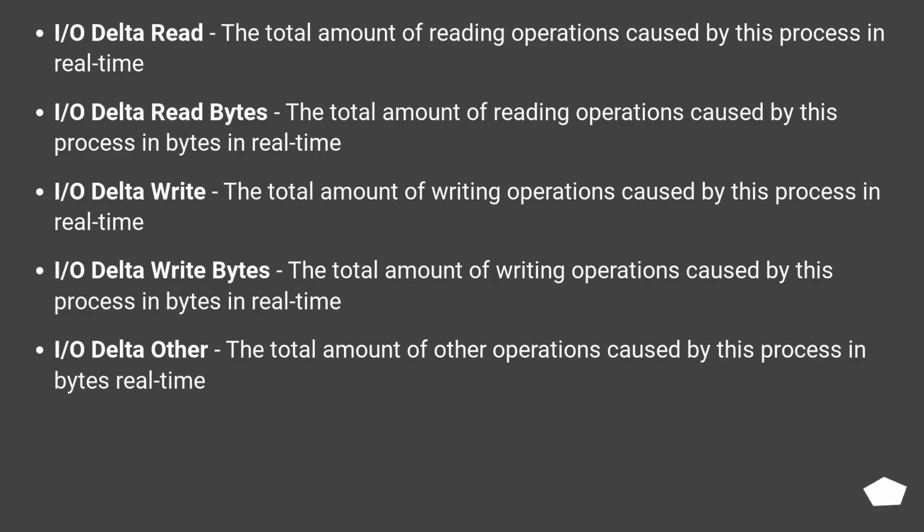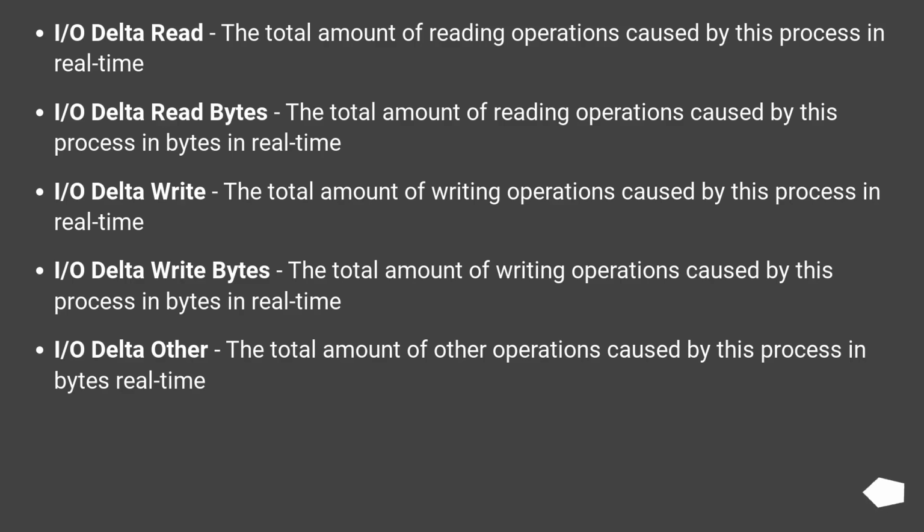IO Delta Read, the total amount of reading operations caused by this process in real time. IO Delta Read Bytes, the total amount of reading operations caused by this process in bytes in real time. IO Delta Write, the total amount of writing operations caused by this process in real time. IO Delta Write Bytes, the total amount of writing operations caused by this process in bytes in real time.